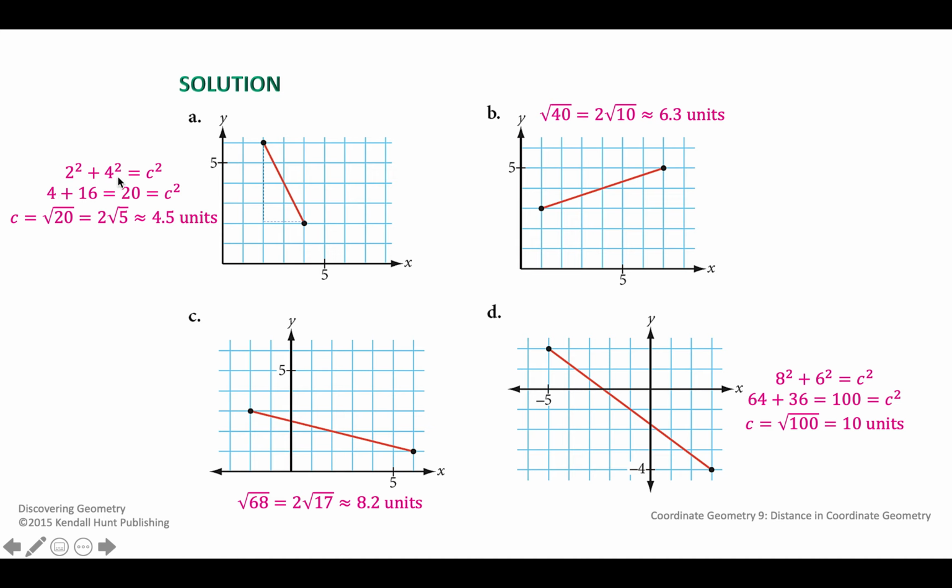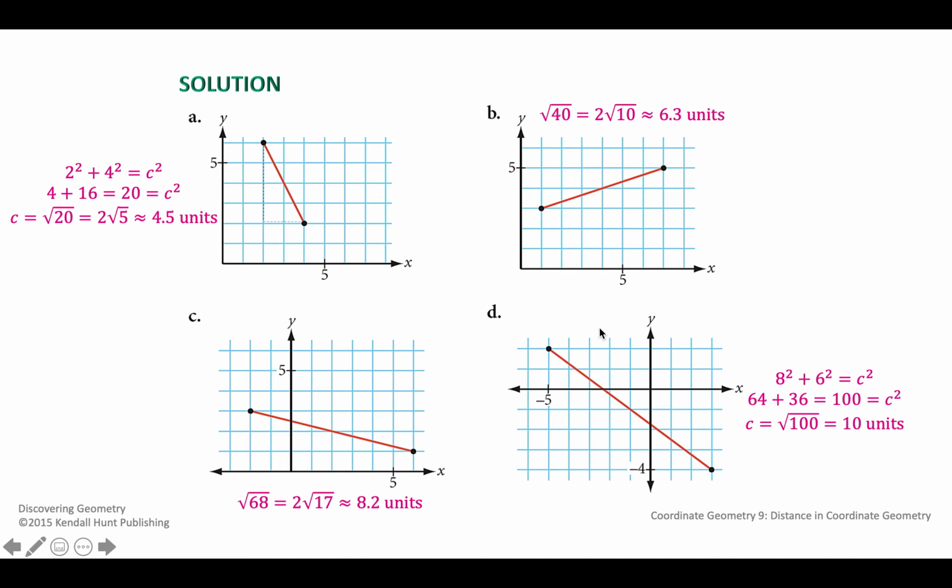2 squared is 4, 4 squared is 16. So I guess c squared is 20. If we square root both sides to find just c, c is the square root of 20, which is about 4.5 units. You could use a similar process to solve all of these. The only other one where I've shown the steps is d.